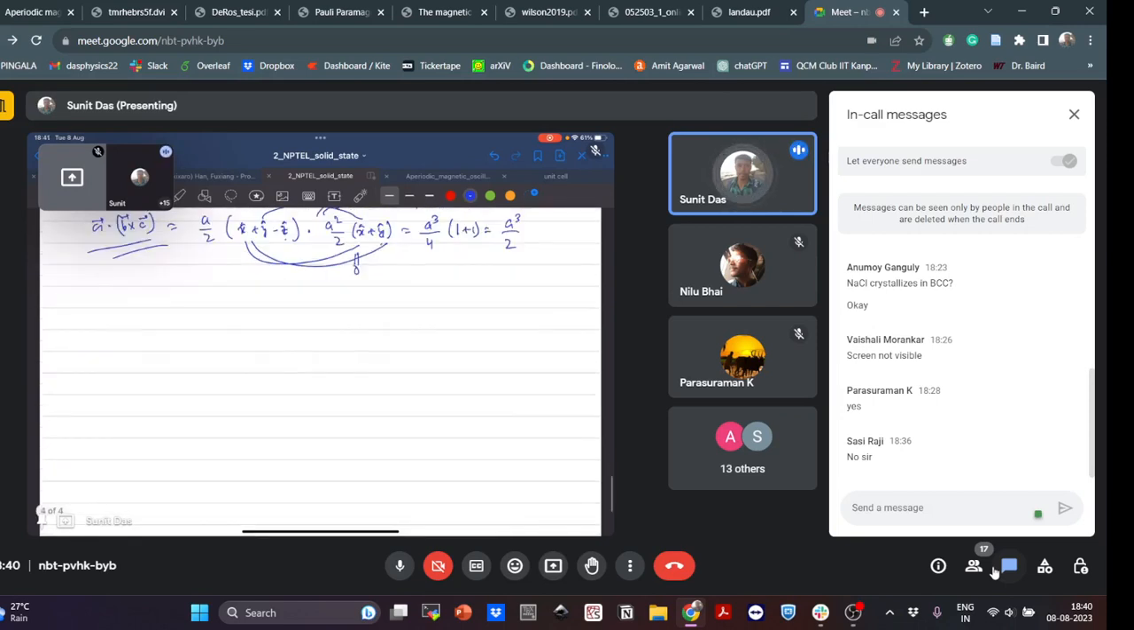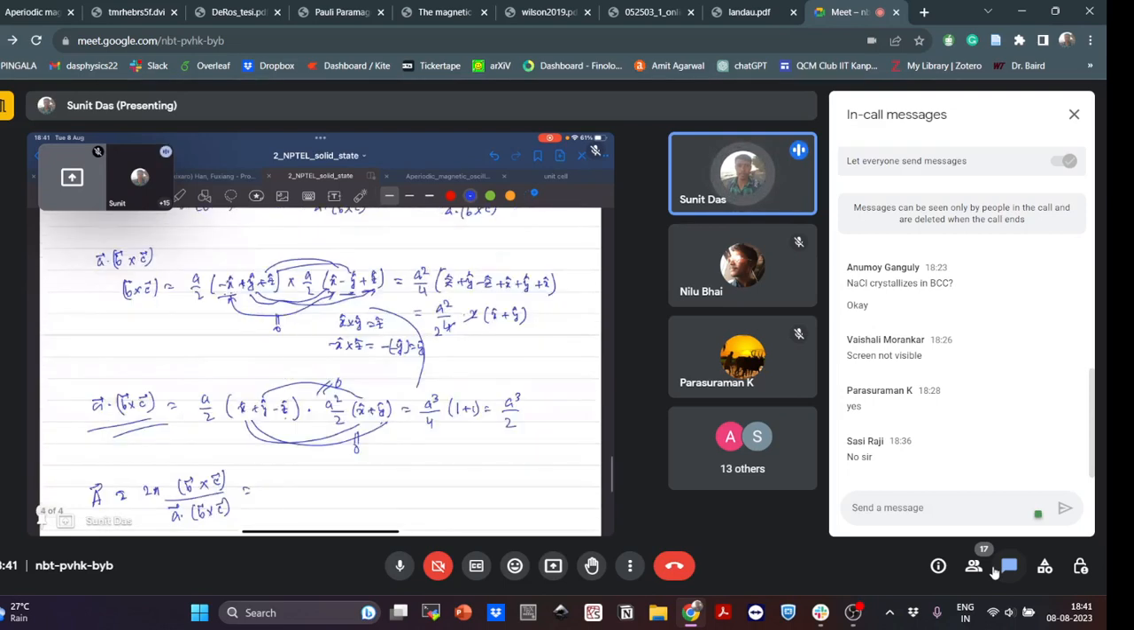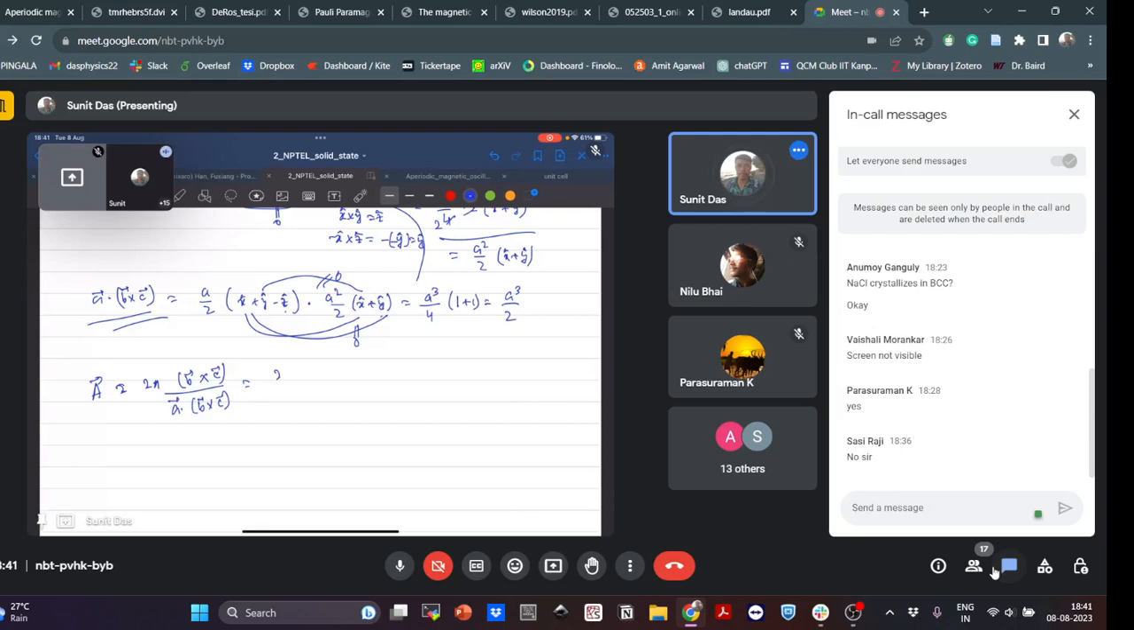Now to find A, capital A, we need to find B cross C. So the formula is 2 pi B cross C by A dot B cross C. So B cross C we already found out is A square by 2 X cap plus Y cap, right? So 2 pi into A square by 2, by A dot B cross C, which is A cube by 2.